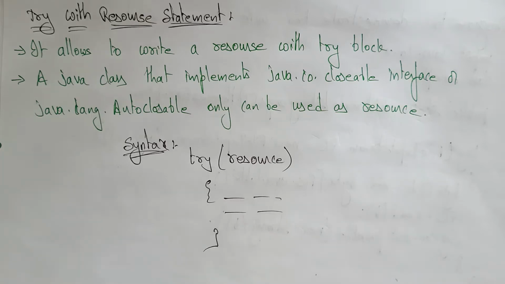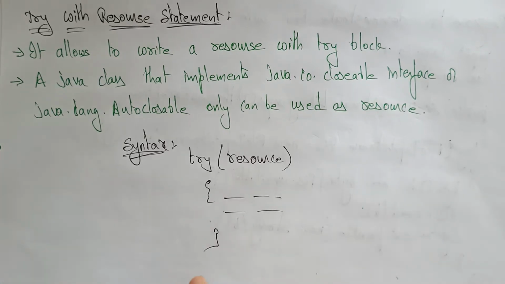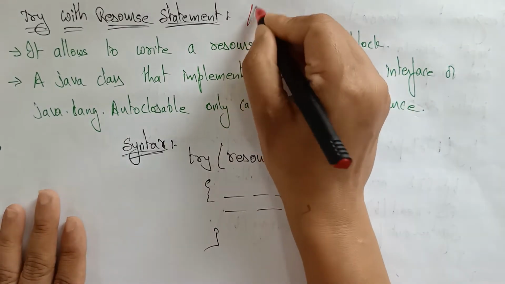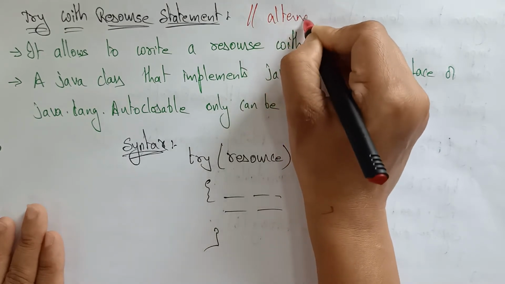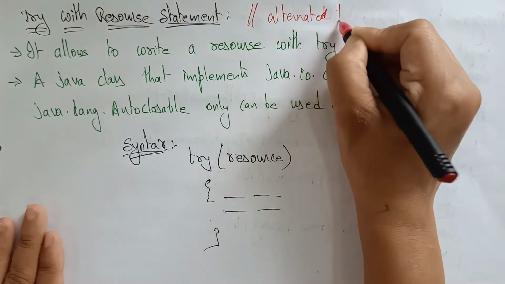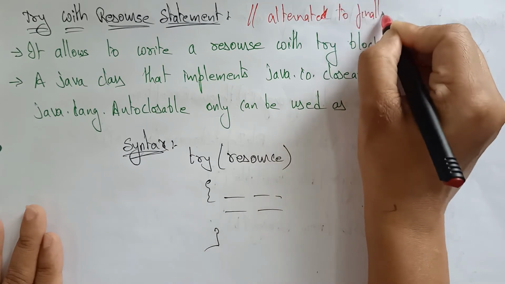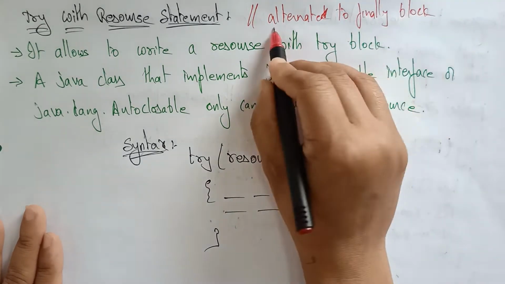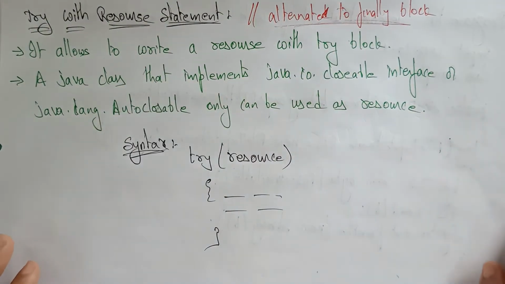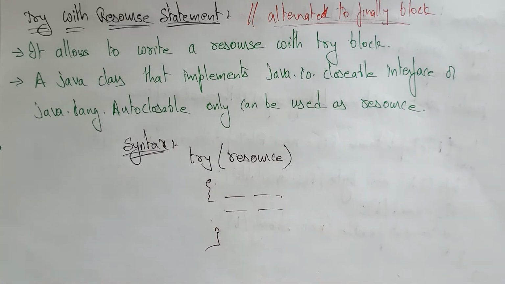Hi students, welcome back. Now coming to another concept, that is the try with resource statement. This statement helps in reducing the code by adding predefined methods in a program. This concept is an alternate method to the finally block that I explained in the previous video.